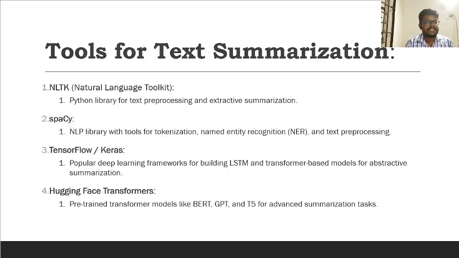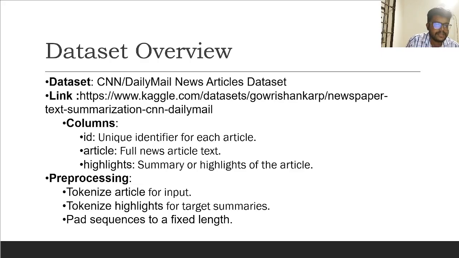Some tools for text summarization are NLTK, spaCy, TensorFlow Keras, and Hugging Face Transformers. Now we give the dataset overview. We have the CNN Daily Mail news article dataset. The link is given here, and we got the dataset from Kaggle. The dataset consists of three columns: ID, article, and highlights, and we did preprocessing here.